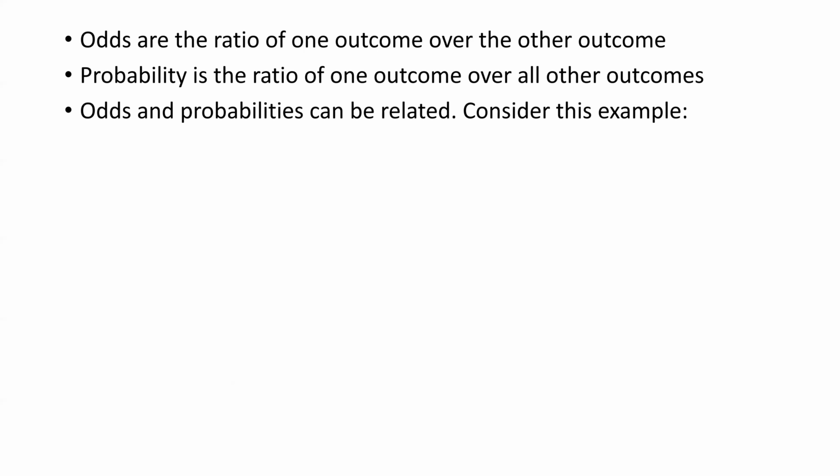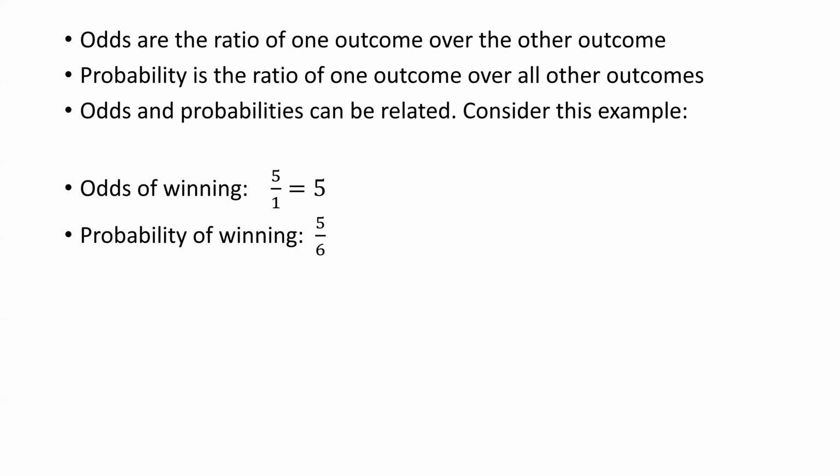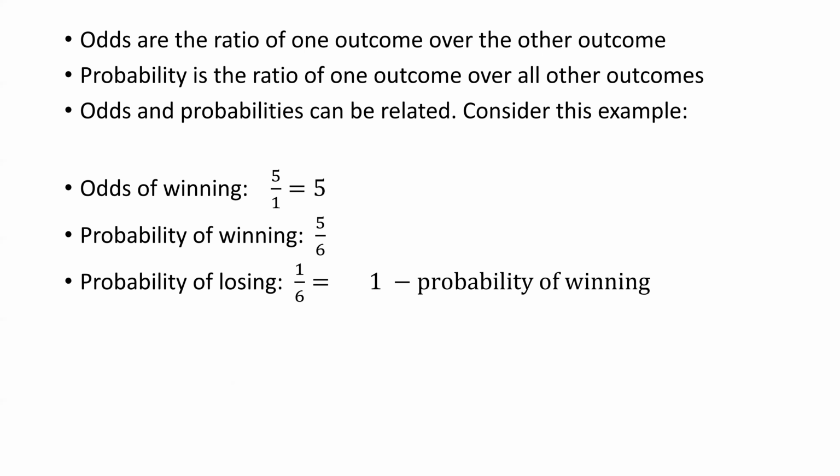Odds and probabilities, though, can be related. Consider the following example: if the odds of winning were 5-1, or odds equal 5, then the probability of winning is 5/6. We can also say that the probability of losing is 1/6. So to complete the fraction, 5/6 plus 1/6 equals 1. We've arrived at probability equals 1. We can write this in a certain way, and this also means that the probability of losing is 1 minus the probability of winning. So 6 over 6 minus 5 over 6 equals 1 over 6, okay?